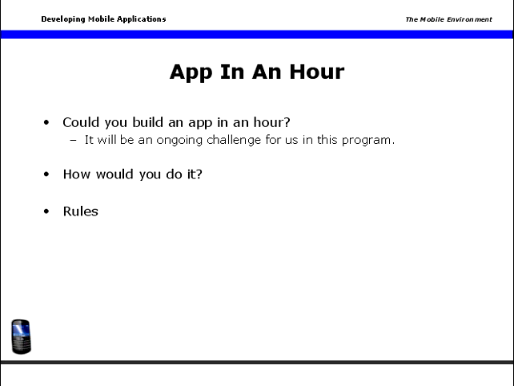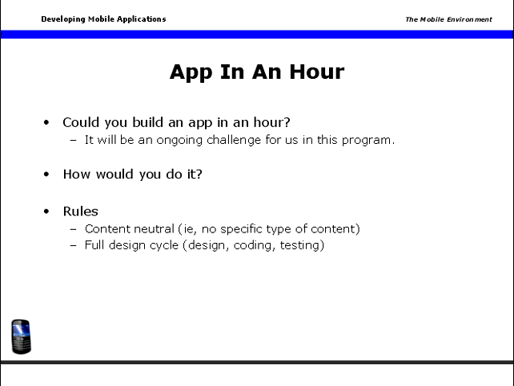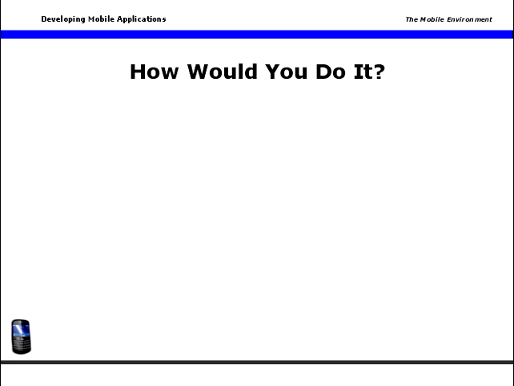Here are the rules. Your 1-hour app must be content neutral. That is, you can use or create any kind of content. The hour that you spend must include the full app development cycle: design, development, testing, and then ultimately distribution. And your app must be fully functional. That is, it must work and be available to others. So, how would you do it?